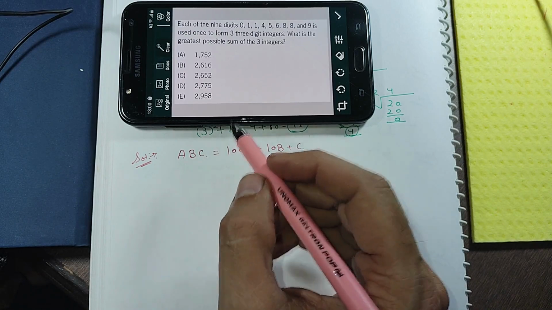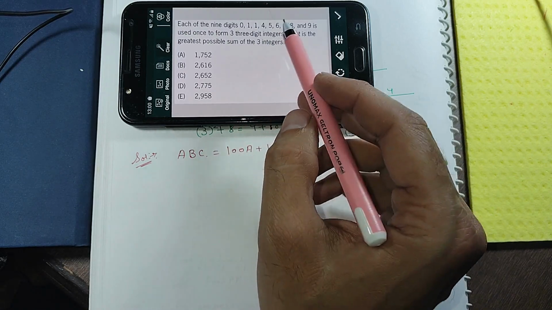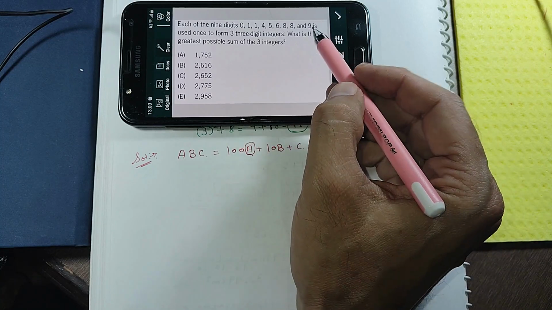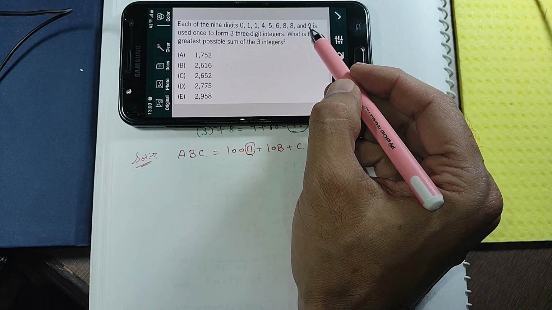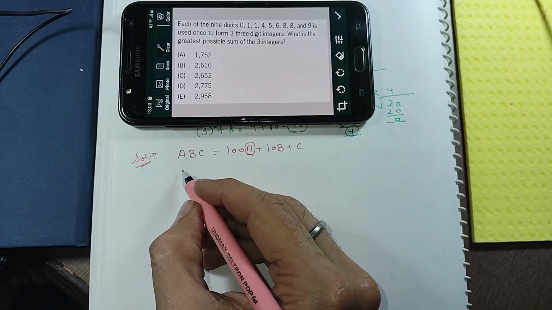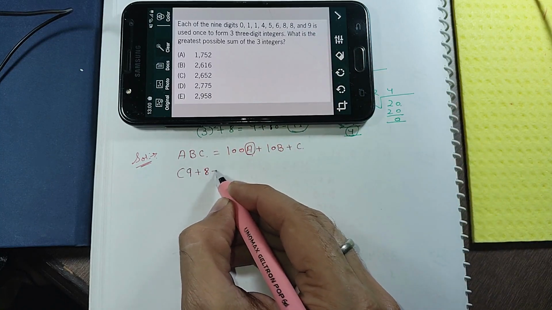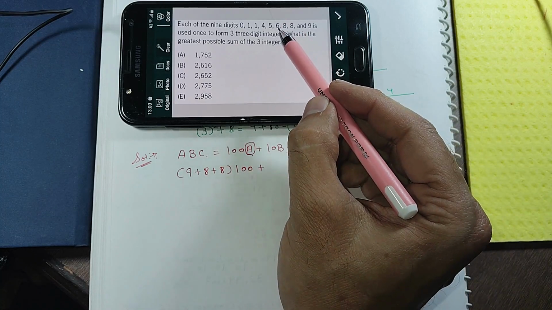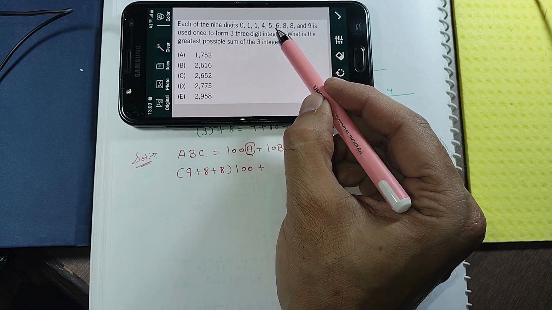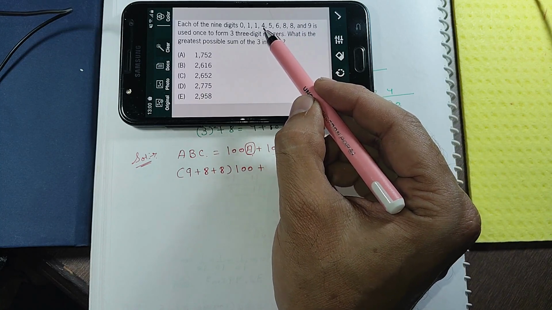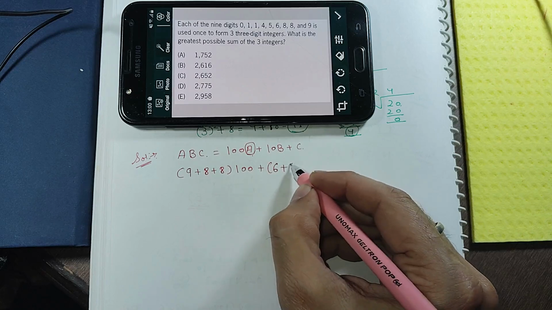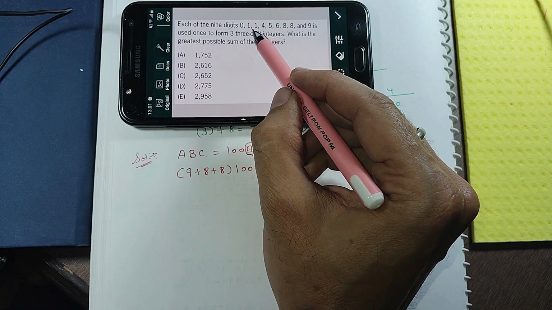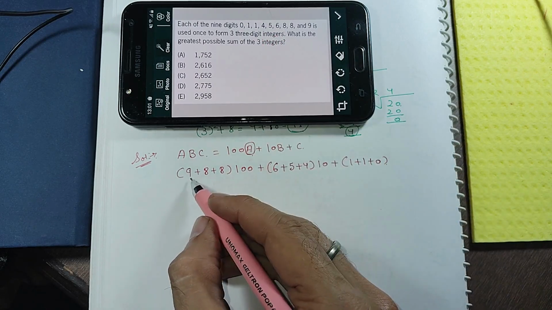Now, in order to make the numbers the greatest possible, I will make the value of A maximum. So in that case, I can assign the values of A to 9, 8 and 8. So it will become 9 plus 8 plus 8 into 100. Now to the tens category, I will assign the second category 6, 5 and 4. So this will be 6 plus 5 plus 4 into 10 and the remaining 3, 1, 1 and 0 as they are. So this will yield us 9.